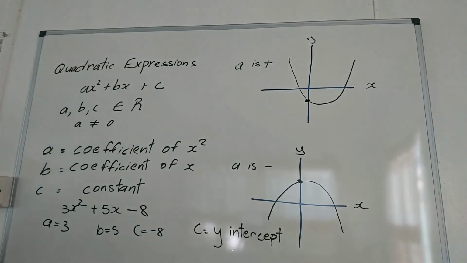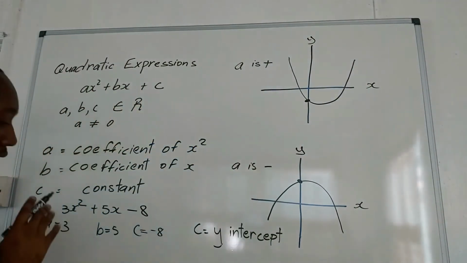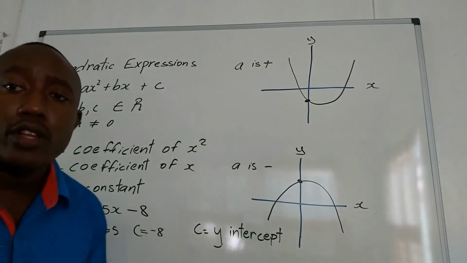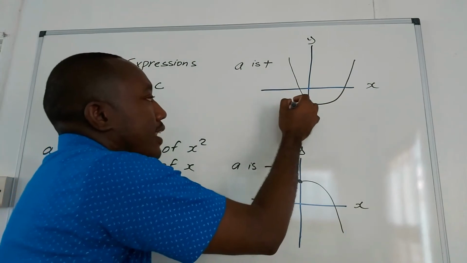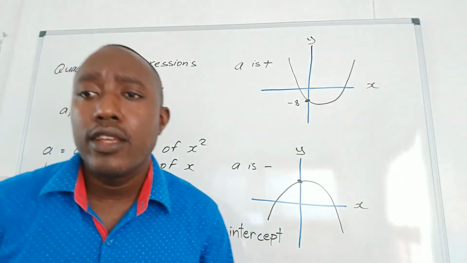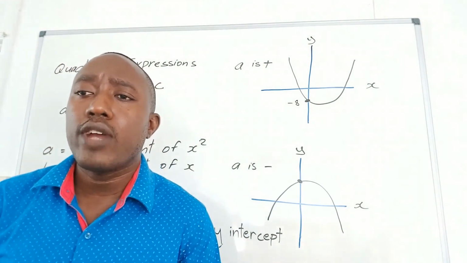So therefore, let's go back to this expression. In this expression, since a is positive, it will give us a shape like this, a smile, and since c is negative, it will cut our y-axis at negative 8.